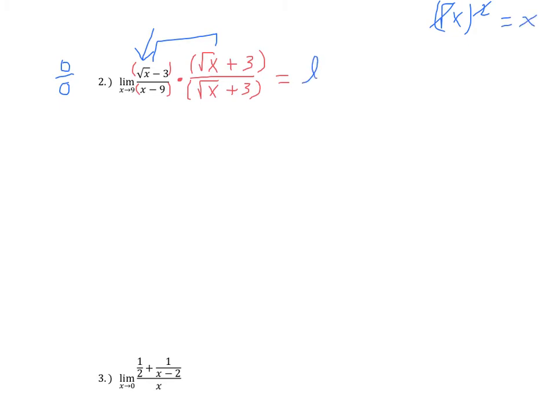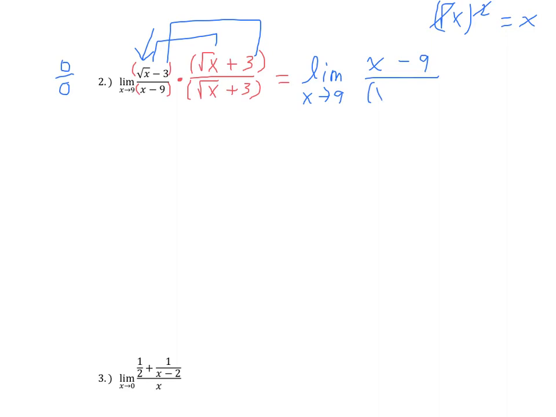So I'm going to carry over my limit notation. The limit as x approaches 9. So radical x times radical x is just x. Now the inner and the outer here, when we do our FOIL, they're going to cancel each other out. So all we really care about is the first and the last terms in each of these binomials. So when we multiply negative 3 times positive 3, we're left with negative 9. So we have x minus 9 up top.